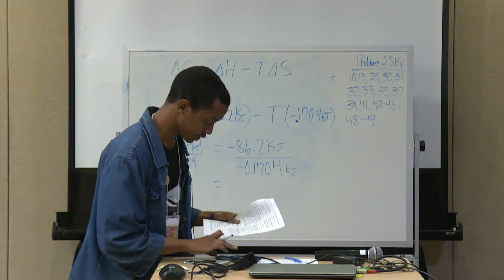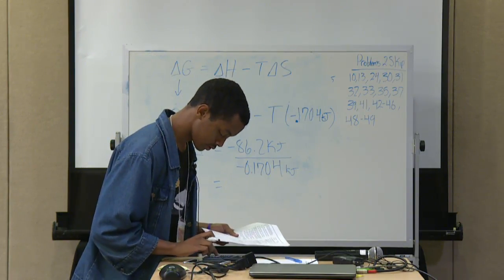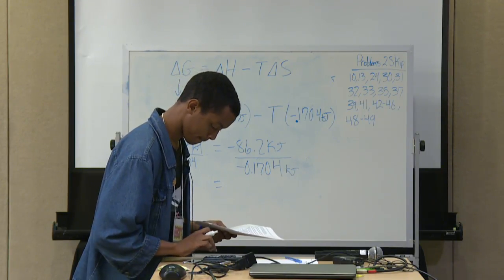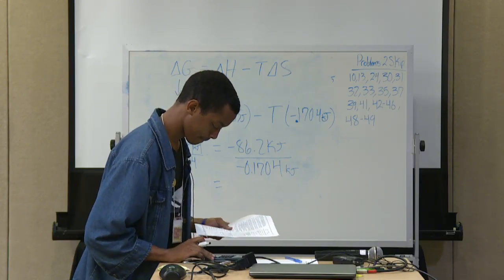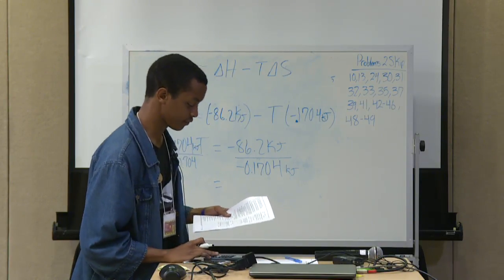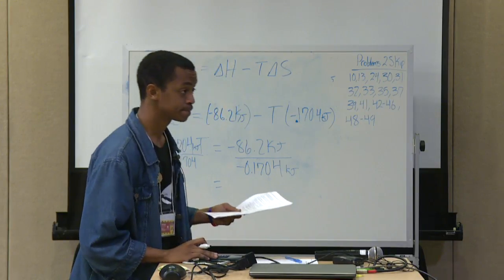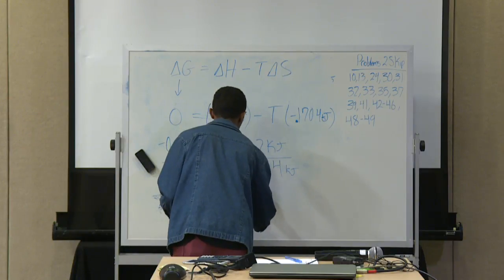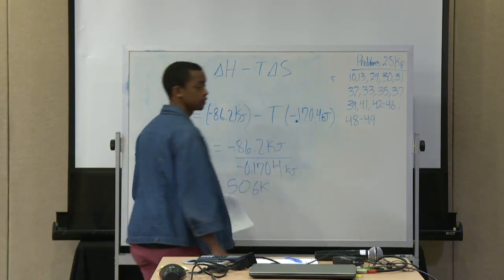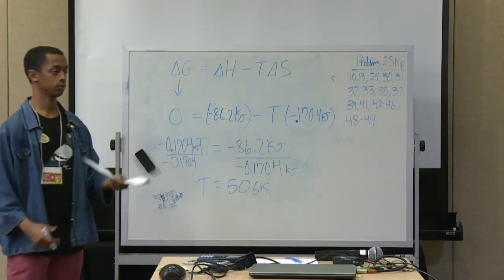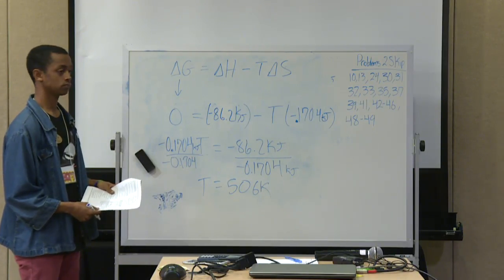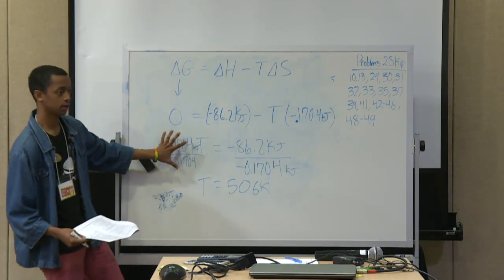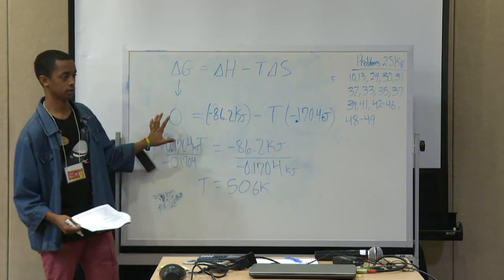What does that end up being for you guys with a calculator? I'm getting 505.8. So temperature is 505.8 or 506. Everyone see how we did that? Yeah? Why is 86.2 negative if you're adding? No, in this step here, I added this whole thing to this side. Yeah, you see that? I added that whole thing to that side. Cool? Yeah?